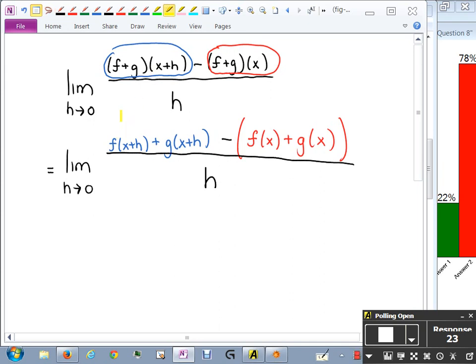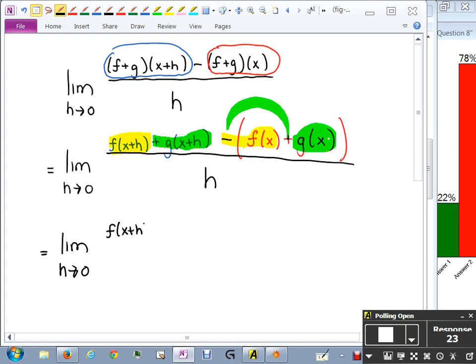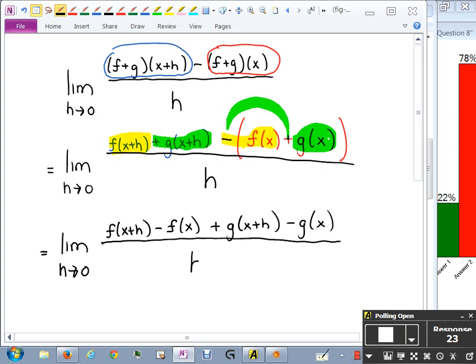Now watch what I do. I'm going to rearrange things. That's all I'm going to do. I'm going to take this, put minus f of x next to it. And then I'm going to do this one, plus g of x plus h, and then distribute that negative through and put minus g of x next to it. It'll look like this: limit h goes to 0, f of x plus h minus f of x, then plus g of x plus h minus g of x. All I've done is rearrange stuff. I have not done any crazy algebra or anything else. Now, if you have a fraction, like we do, and you have multiple terms on the top, can't you split this into separate fractions? I could split it into four separate fractions, couldn't I? But I'm not going to. I'm going to split it into two fractions. I'm going to split it right there.